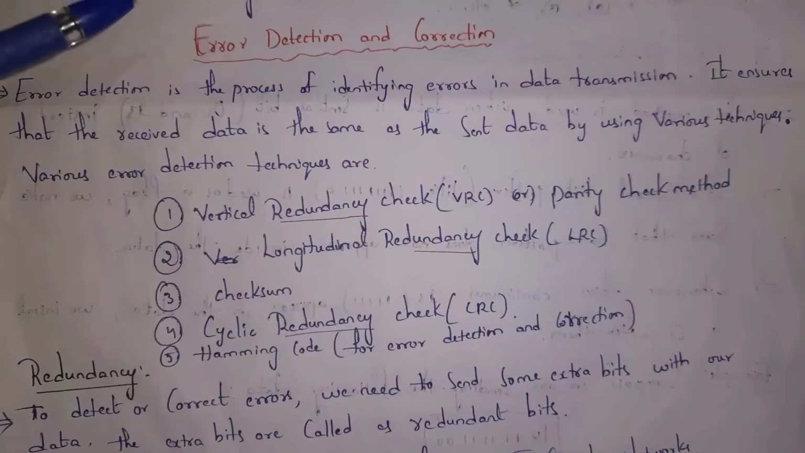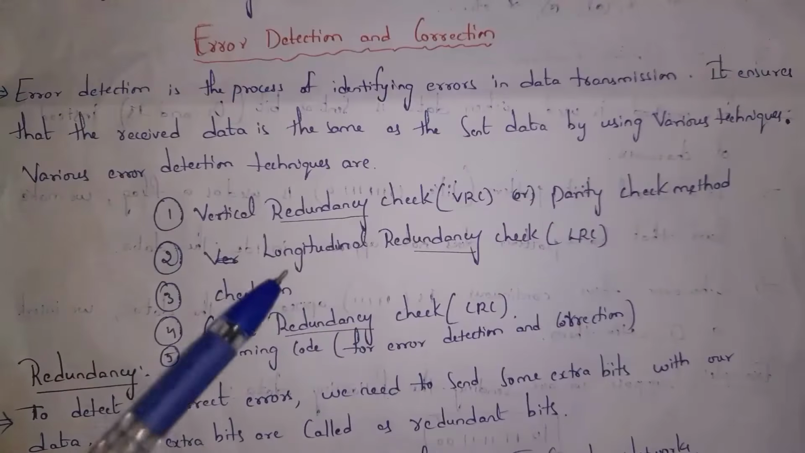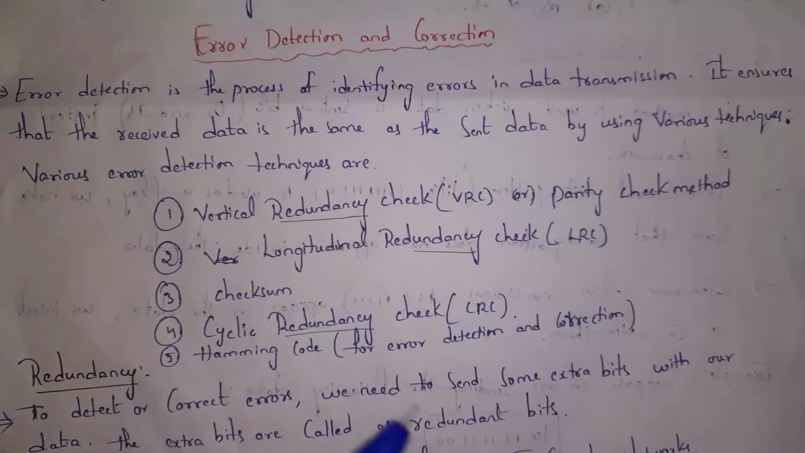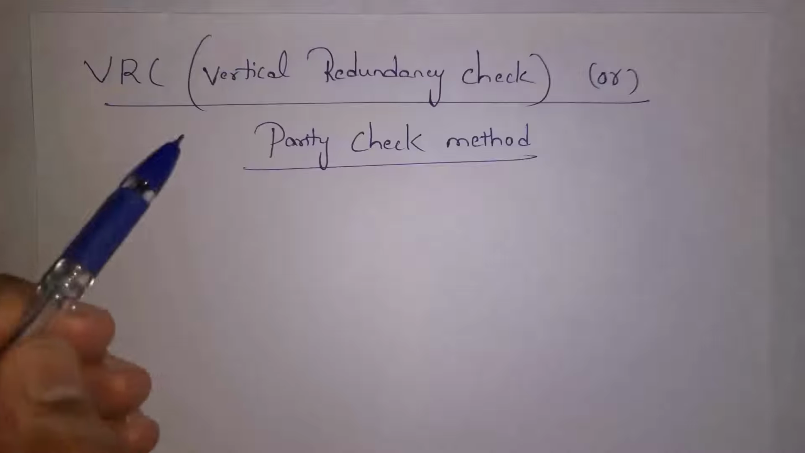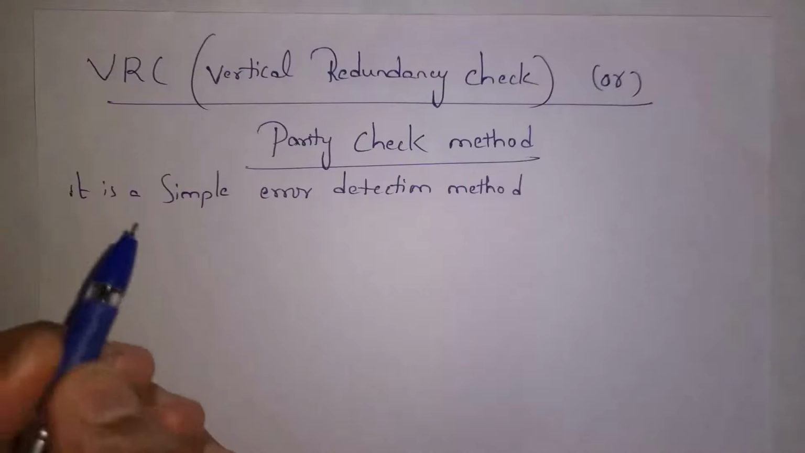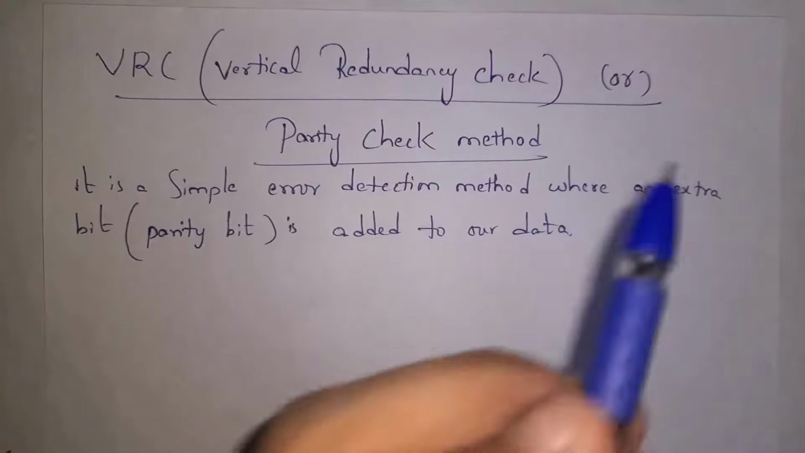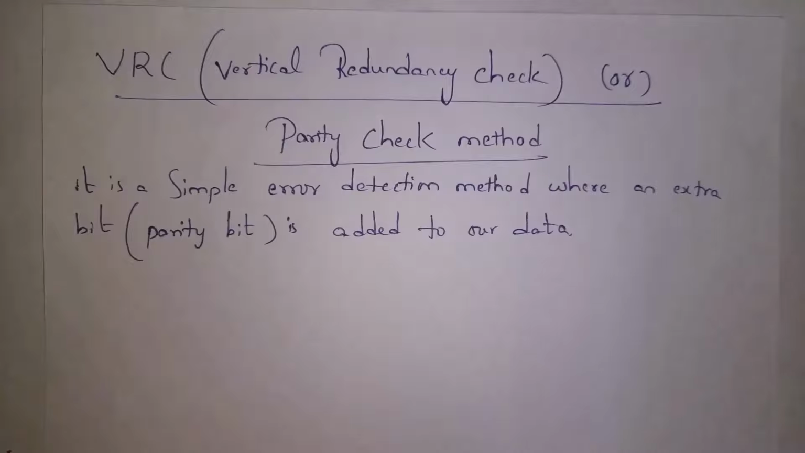Error detection methods are classified into 4 types. And the first one is vertical redundancy check. Shortly we call it as VRC. We also call VRC as parity check method. VRC method will identify errors by adding extra bit to our data. So VRC is a simple error detection method where an extra bit is added to our data. We call this extra bit as parity bit. I will explain VRC with an example.